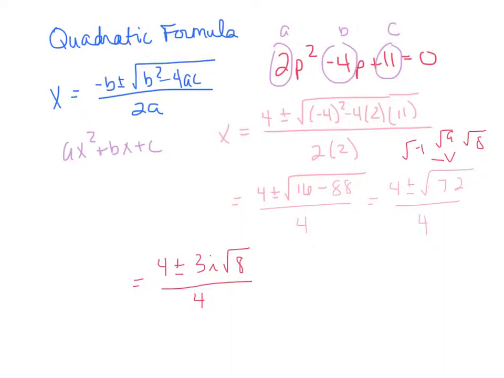And I would say you're going to leave your answer like that. If you wanted to split it apart, you could, and it would be 1 plus or minus 3i square root of 8 over 4. But I really like the one complete answer there. If you want to break it apart, though, either one is fine.